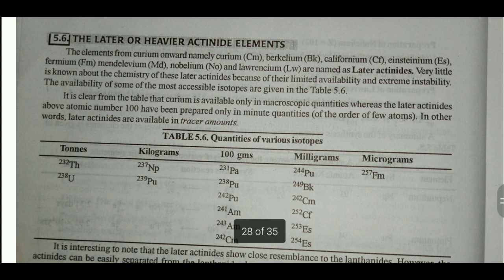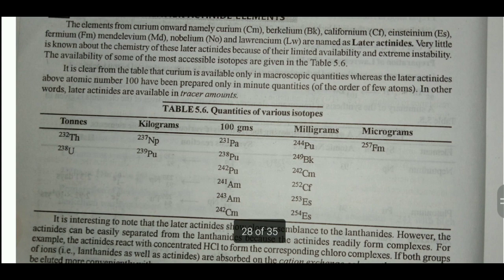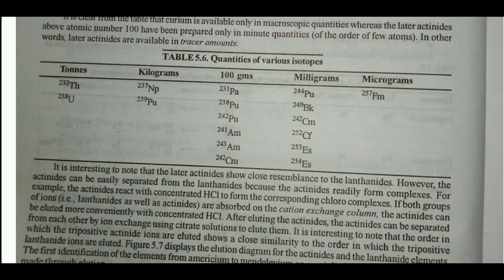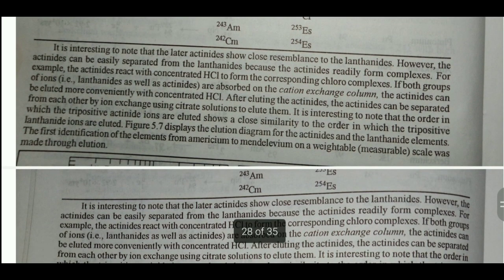It is clear from the table that curium is available only in macroscopic quantities, whereas later actinides above atomic number 100 have been prepared only in minute quantities of the order of a few atoms. In other words, later actinides are available in tracer amounts. It is interesting to note that the later actinides show close resemblance to lanthanides. However, the actinides can be easily separated from the lanthanides because actinides readily form complexes.